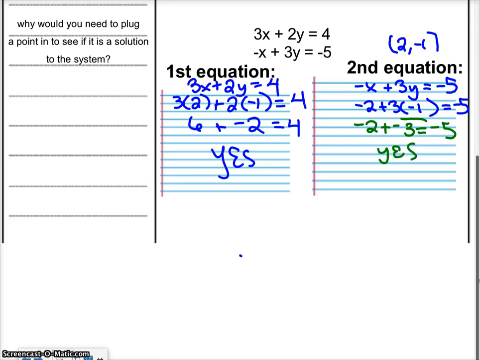So that means that this point is on both lines, and if it's on both lines, then it has to be their intersecting point. That's what that means.